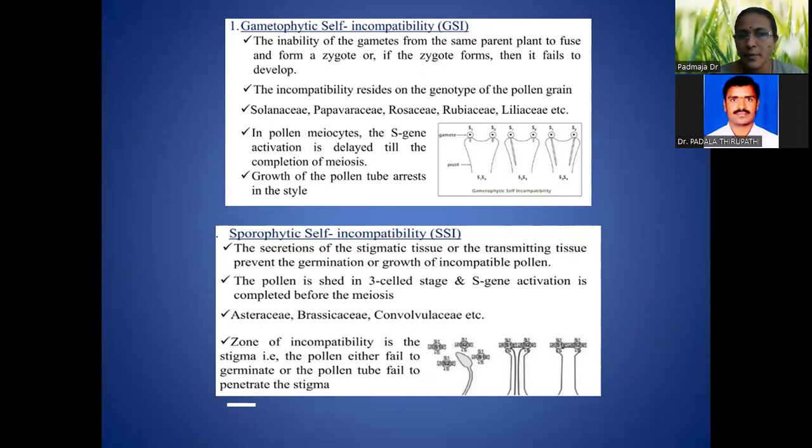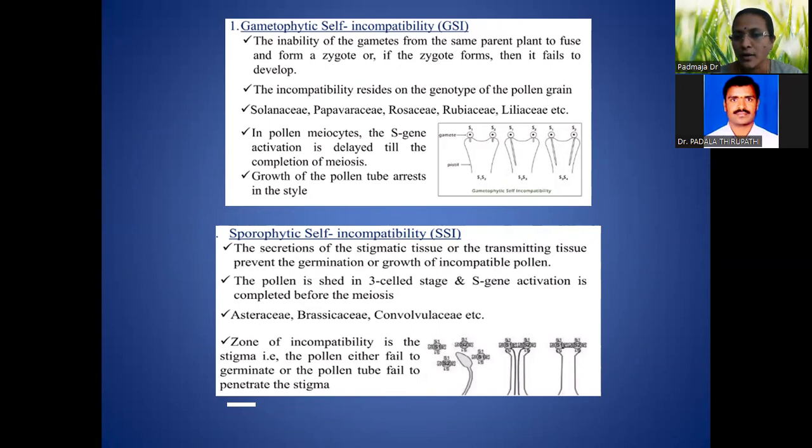So this gametophytic self-incompatibility is also abbreviated as GSI. It is the inability of the gametes from the same parent plant to fuse to form a zygote. That means if the egg and the pollen grain of the same plant do not germinate to give rise to the zygote, then it fails to develop. That incompatibility resides on the genotype of the pollen grains.